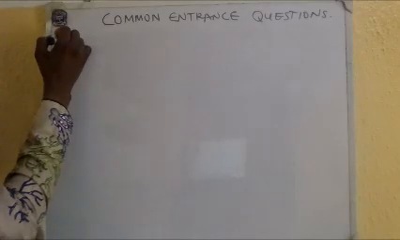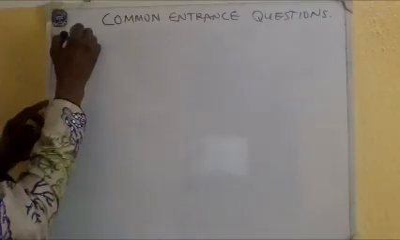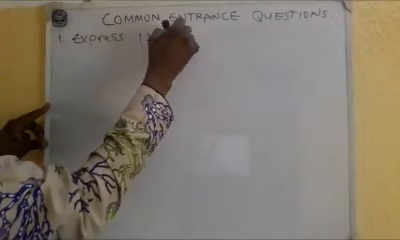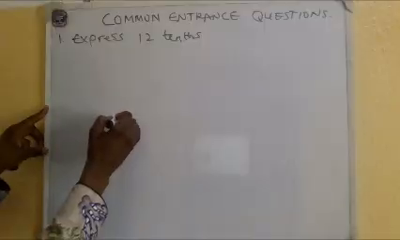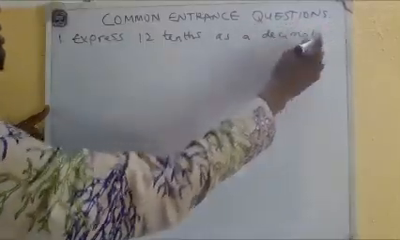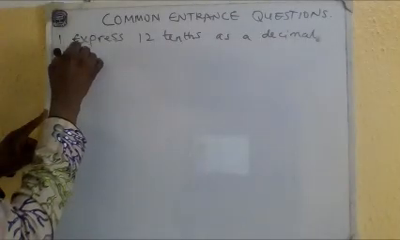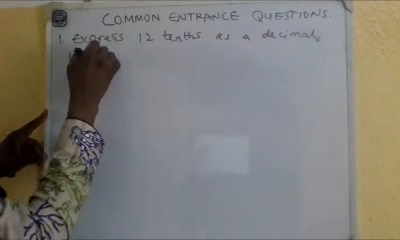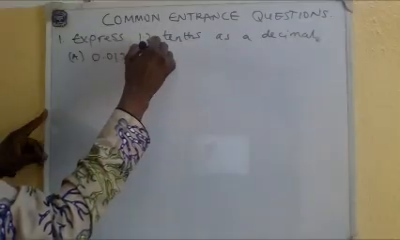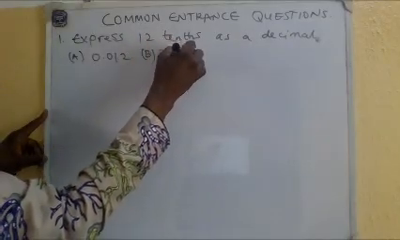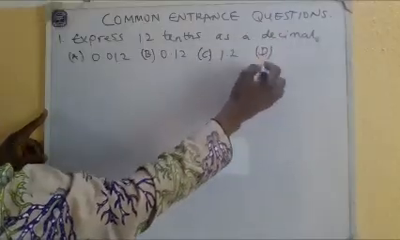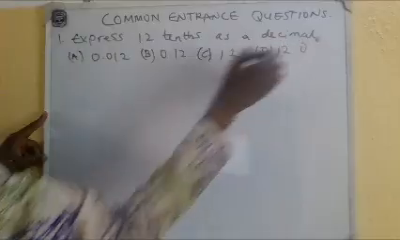The first question we have here is number one. Express 12 tenths as a decimal. And we are given the options: A, 0.00012. B option we are given as 0.12. C option we are given as 1.2. And D option we are given as 12.0.